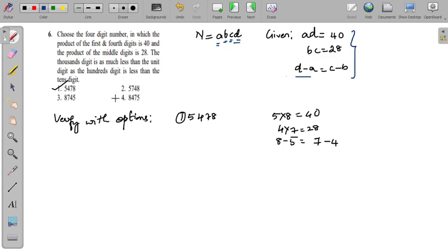So take up the first option. 8 5s are 40 and 4 7s are 28, so both conditions are satisfied. Now you have to find this difference, D minus A. So that is 8 minus 5 is 3, and 7 minus 4 is also 3. 3 equals 3. Hence the first option satisfies the requirement. It will be the answer.